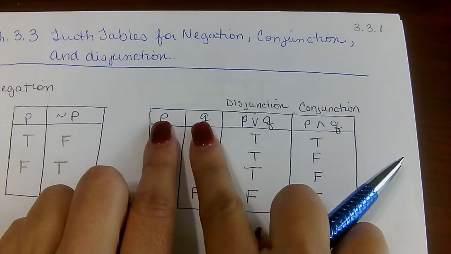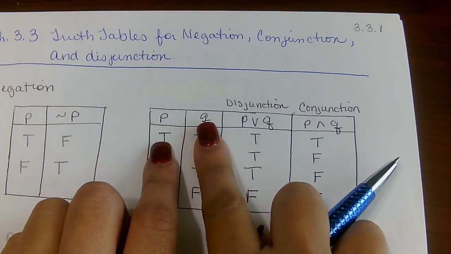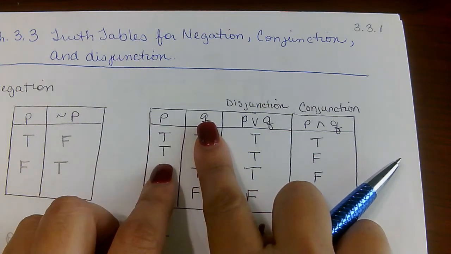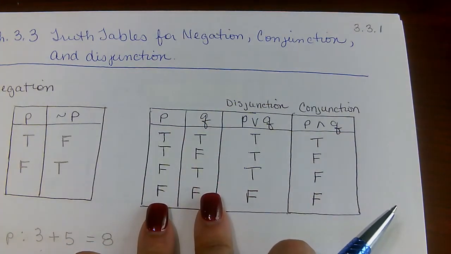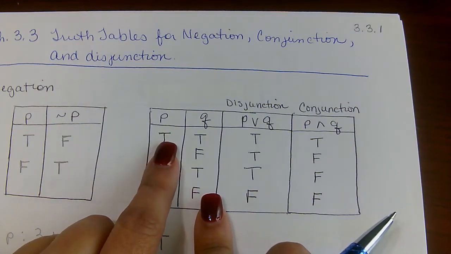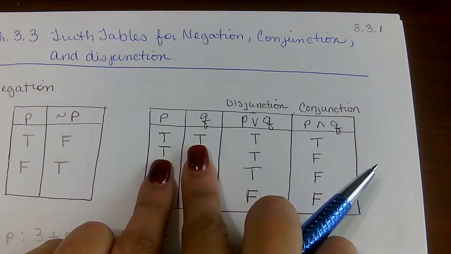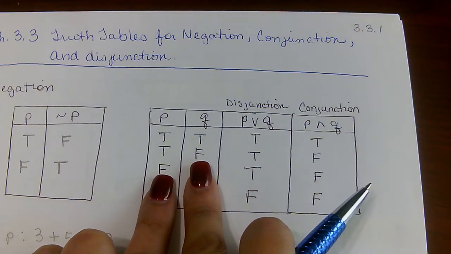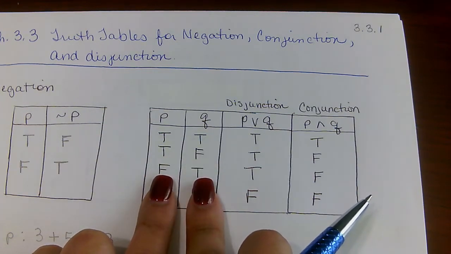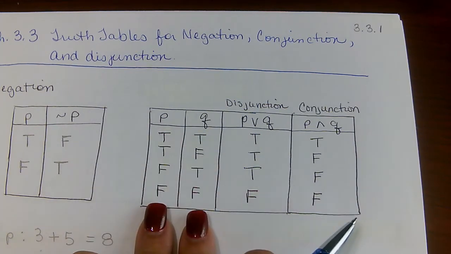Okay, let's move on over here. Here we have two statements now. We have a P and we have a Q. Remember, this could be true or this statement can be false. So in this particular case, we have four different ways that this could come out. We can have a true statement for P, a true statement for Q. We can have a true statement for P or a false statement for Q. P could be false while Q is true, or they can both be false. So here we have four different options.